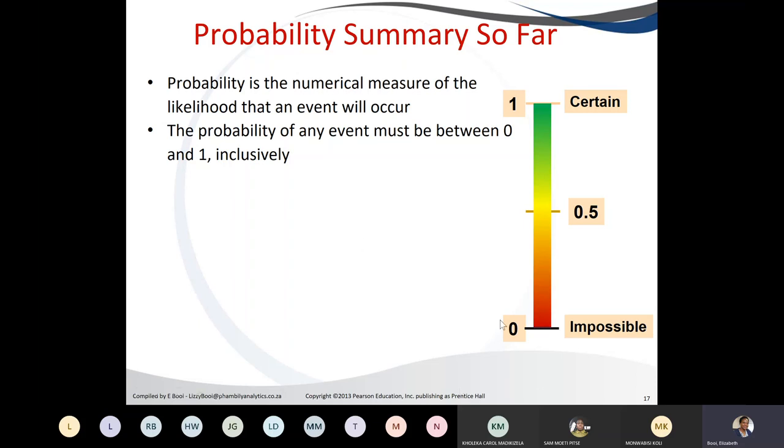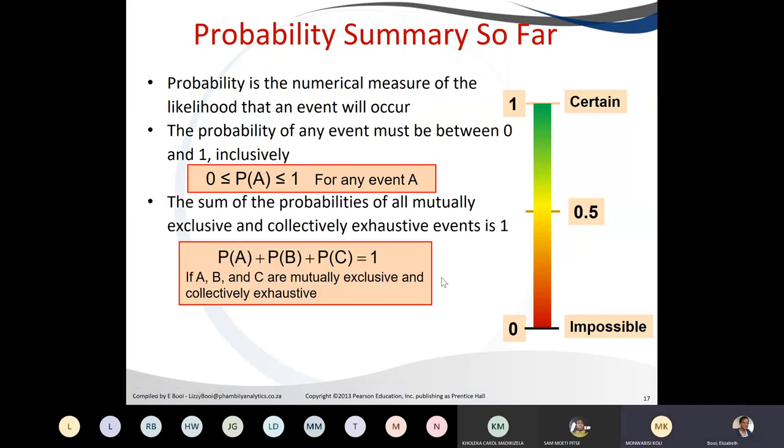And we know that if it's 0, it's an impossible event. If it's 1, it's a certain event that it will happen. If it's 50%, it's a 50-50 chance. What we know as well is the sum of all probabilities should be equal to 1. So if I add all the probabilities, they should all make up 1.